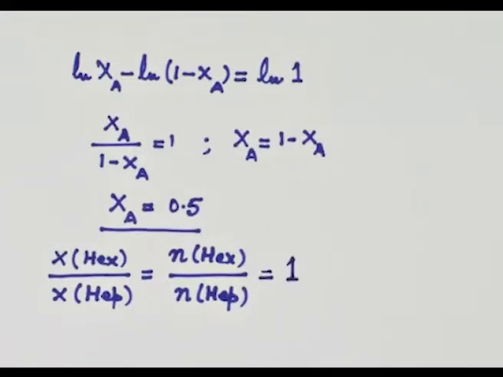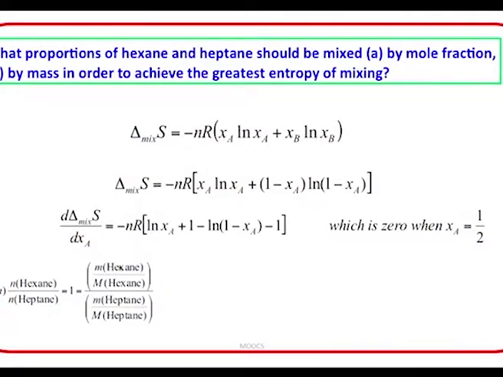So the proportion by mole fraction of hexane and heptane will be 1:1 to get the greatest value of entropy of mixing. Now we want to find out in terms of mass. If you look at the slide, number of moles is equal to mass divided by molecular weight. So number of moles of hexane will be equal to mass of hexane divided by molecular weight of hexane. For number of moles of heptane, it will be mass of heptane divided by molecular weight of heptane.